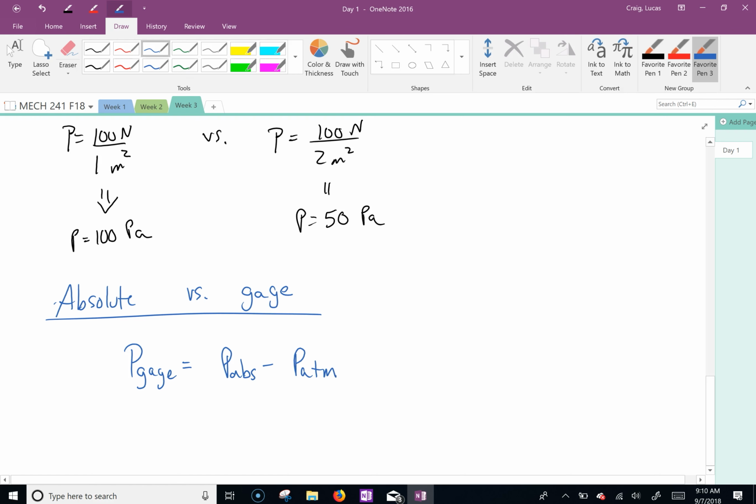So sometimes you'll see pressure given in Pascal, but it's gauge. It'll say gauge pressure is blah, blah, blah. So you have to actually figure out the absolute pressure, which is in pascals, and you subtract the atmosphere.